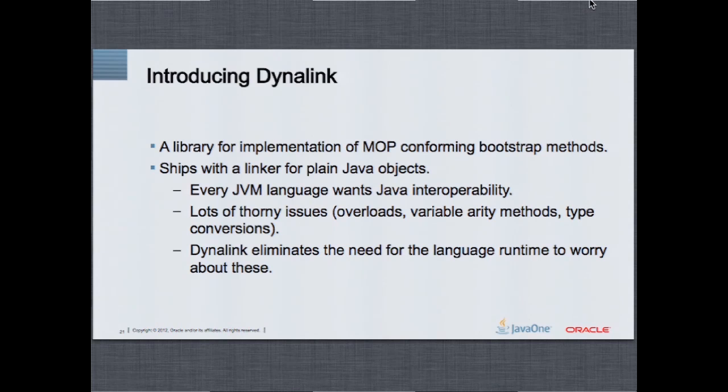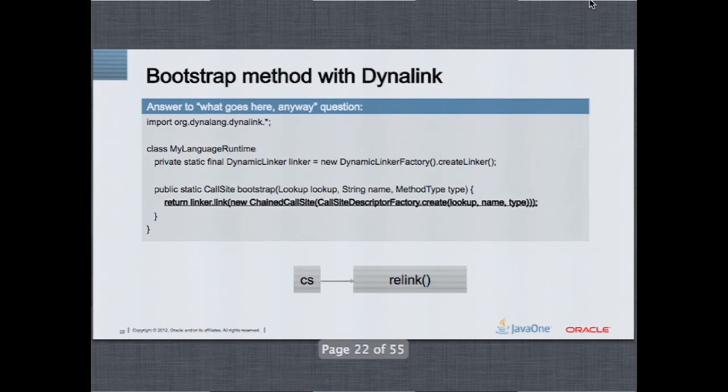And it already ships with a linker for plain Java objects in general. Because every JVM language will want this, maybe not. But it's hard to imagine a language running on the JVM wanting to benefit from the JVM ecosystem, from the class libraries that you have there, that will not want to have integration with plain Java objects, ability to call them, manipulate them, handle them. And this library basically solves all of these problems for you.